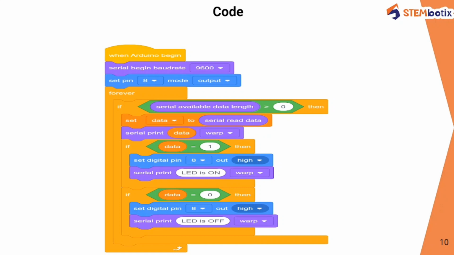Whenever the data variable is equal to 1, we set our digital pin to high, and the message "LED on" will be printed on the serial monitor. And let's talk about the other condition, which is when the data is equal to 0. Whenever the data variable is equal to 0, we set our digital pin 8 to low, and print the message "LED is off".